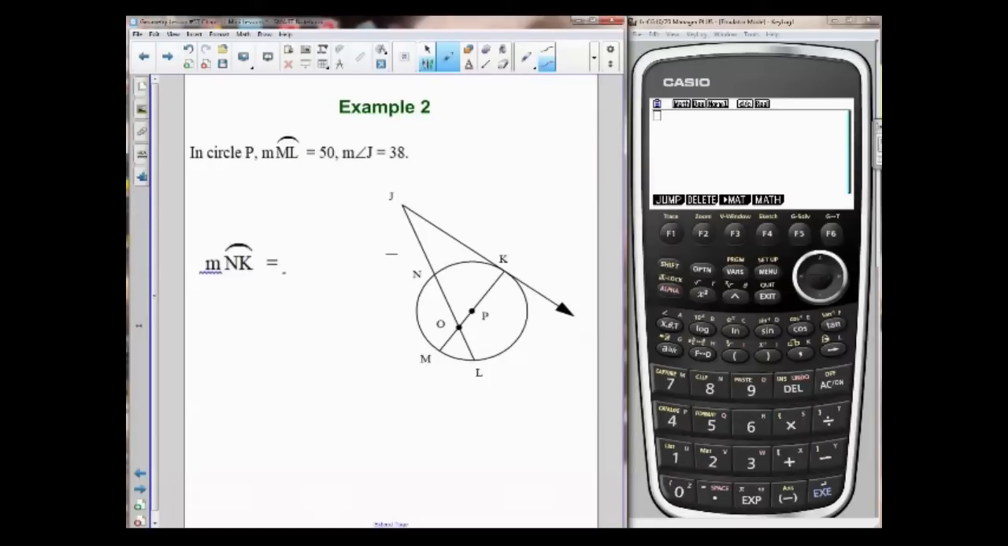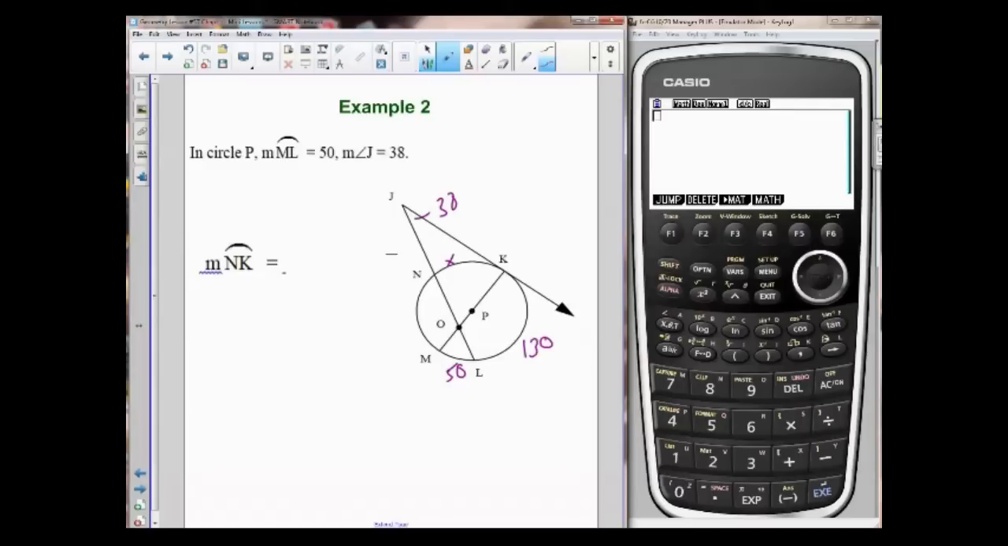This one, we got to figure out what's going on here. Of course, we don't make things straightforward like that previous example. So ML is 50, angle J is 38, and we need to find NK, this guy right here. So we're going to call that something. Well, what clues do we have? Like I said in the previous video, if you see something like this with circle P as the center, and we intend that to be the diameter, then this is 180 minus 50, so this one right here is 130.